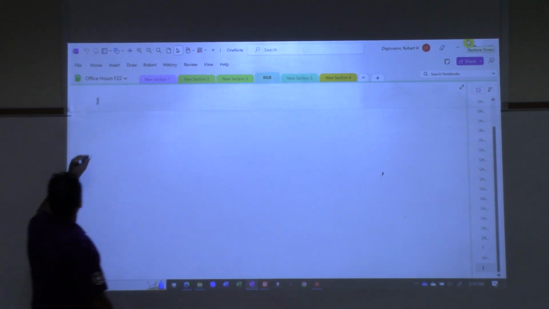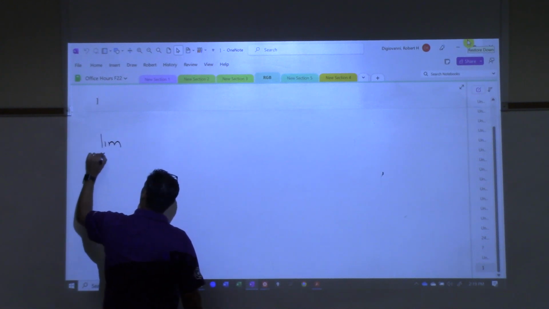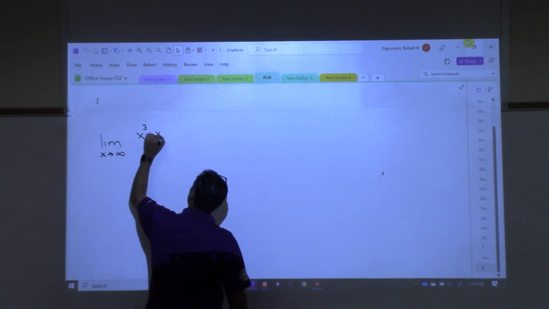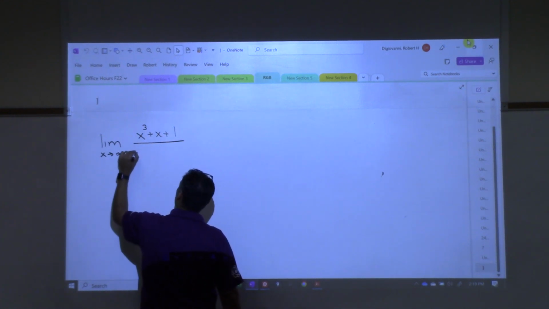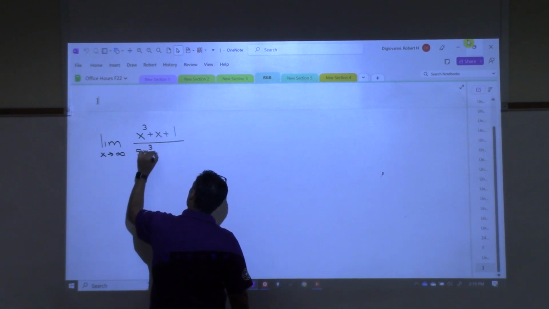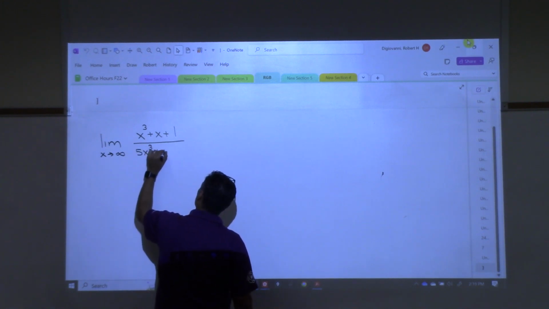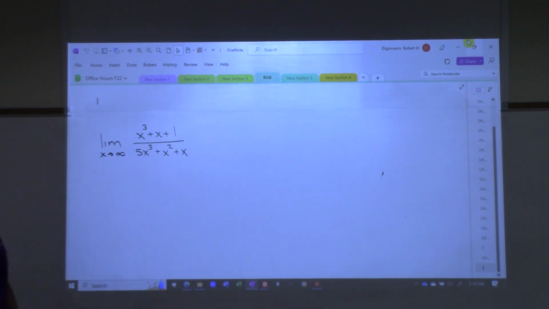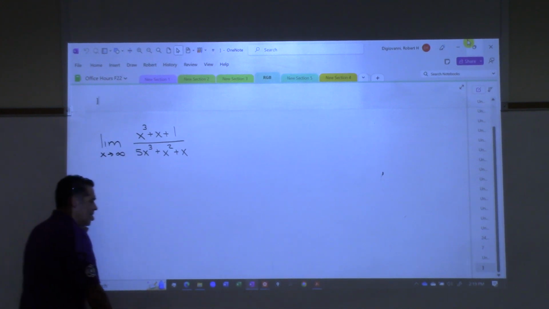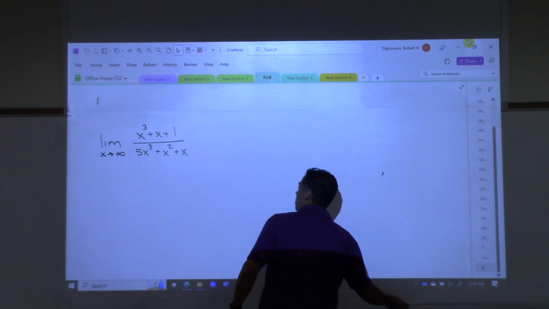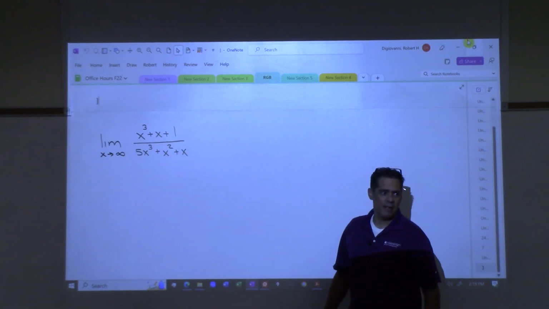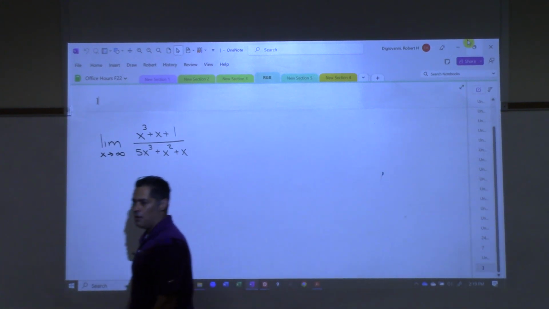Let's see if this rings a bell. Limit as x goes to infinity. Let's go with x to the third plus x plus 1 over 5x to the third plus x squared plus x. Yeah, there we go. A lot of x's, yeah. All right, so if I say take this limit, let x go to infinity, where does my numerator go? Infinity cubed plus infinity plus 1. The top's headed to infinity, right? The bottom? Also headed to infinity.